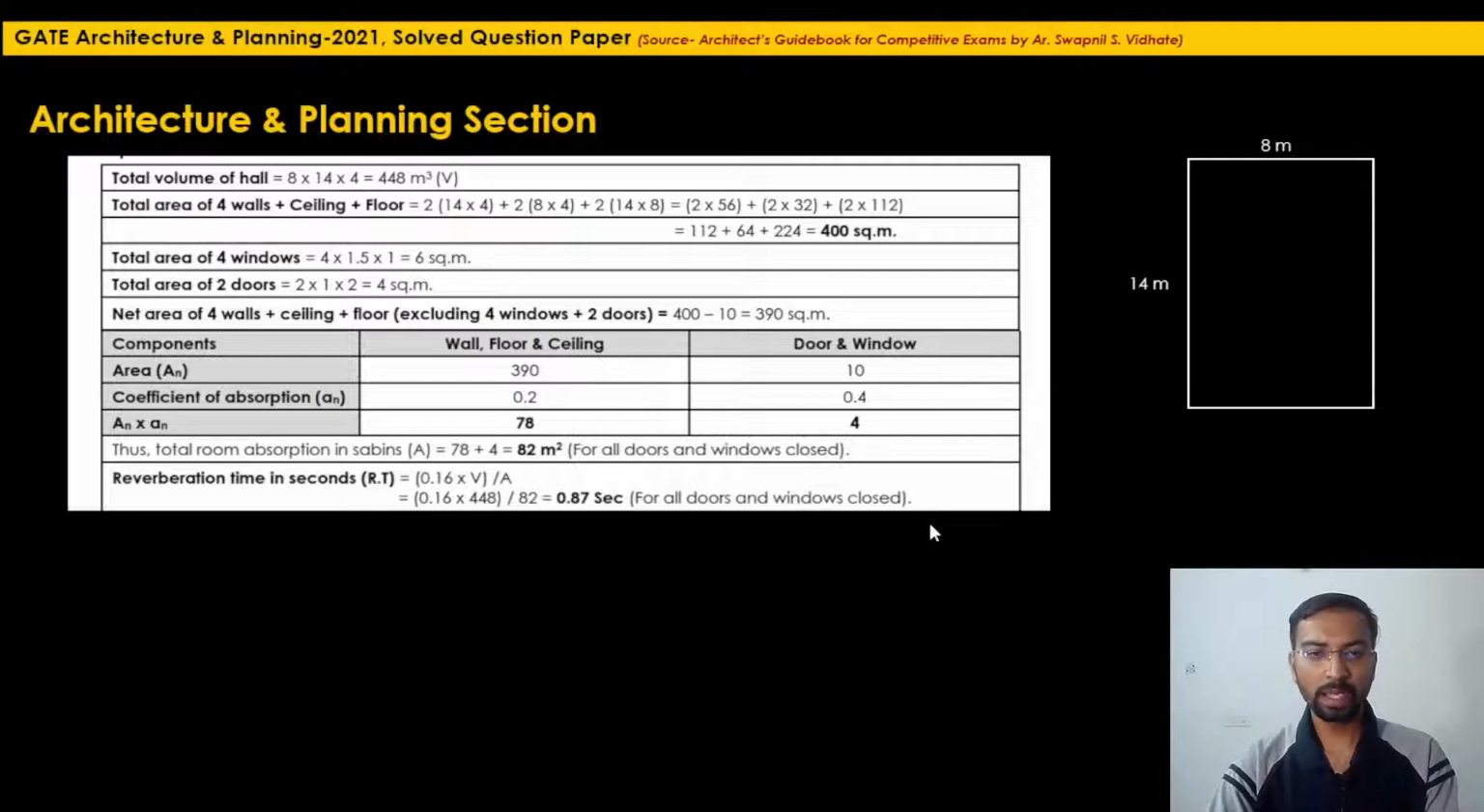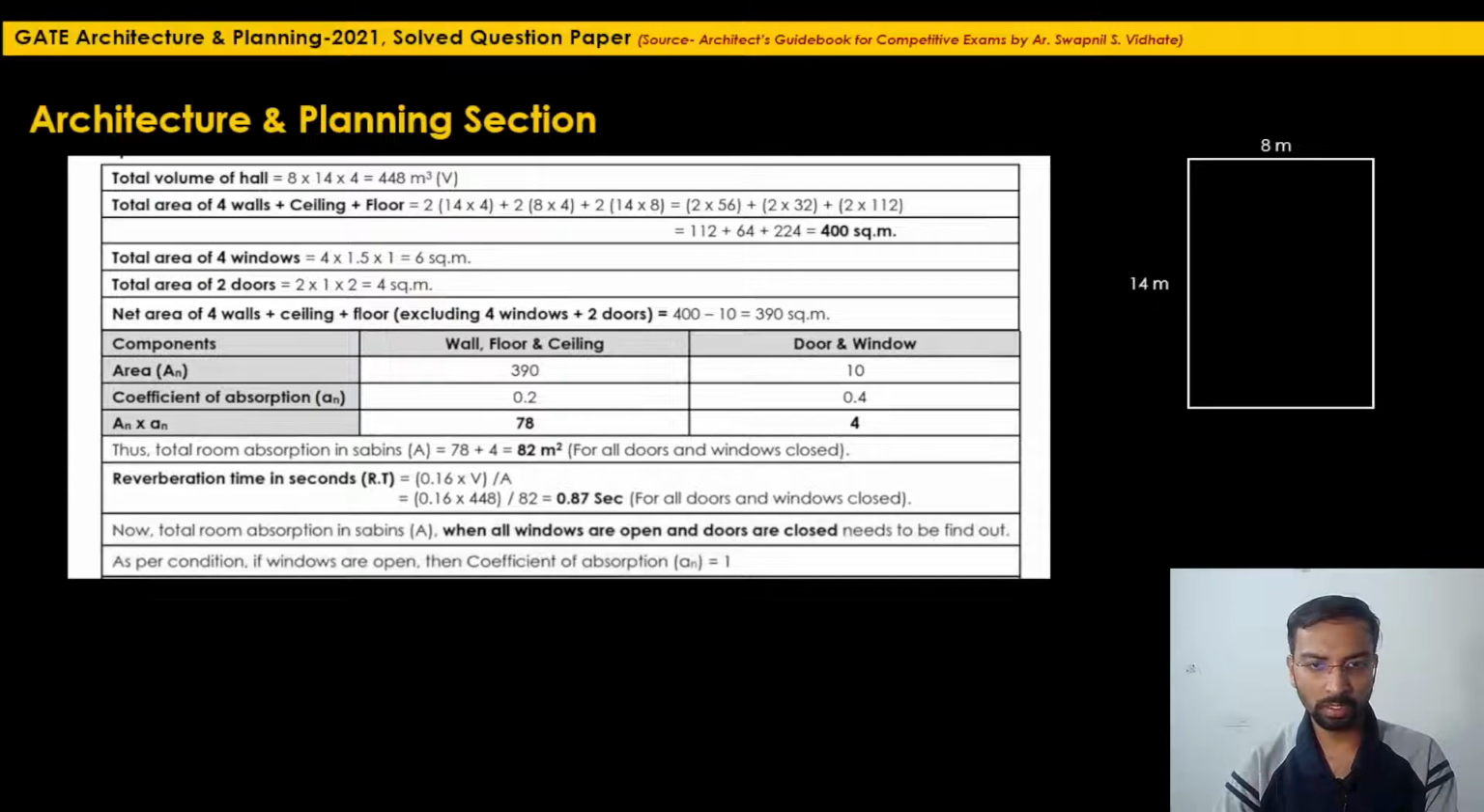But right now they have changed the condition. In the second condition, they have changed that doors are open and windows are closed. I'm not sure what definition they have given. Sorry, windows are open and doors are closed. So we have to find out the total room absorption when all windows are open and doors are closed. As per this condition, if windows are open, then the coefficient of absorption will be 1, because there won't be any reflection for that particular area. The entire sound will get absorbed. So the coefficient of absorption in this condition will be 1.